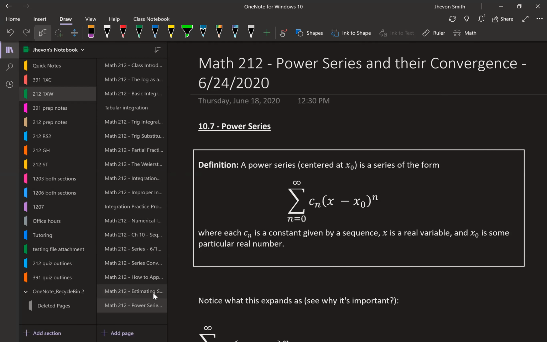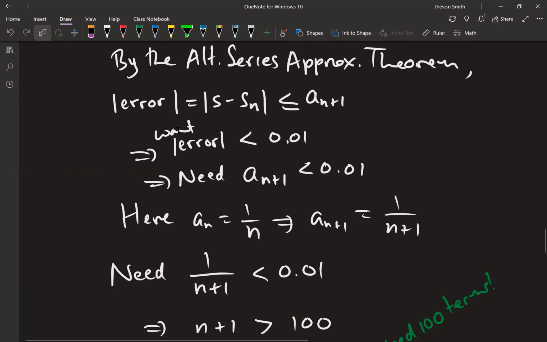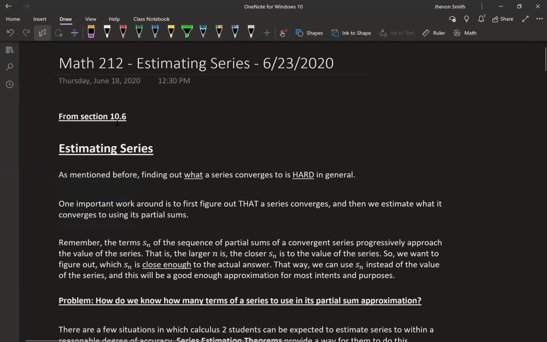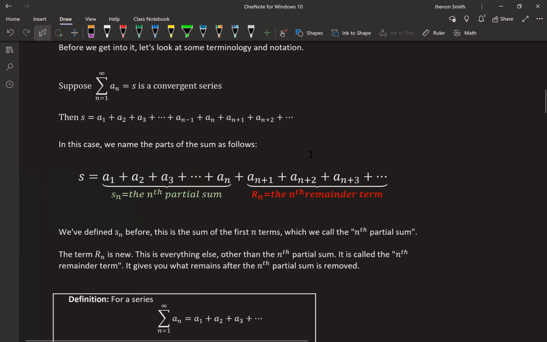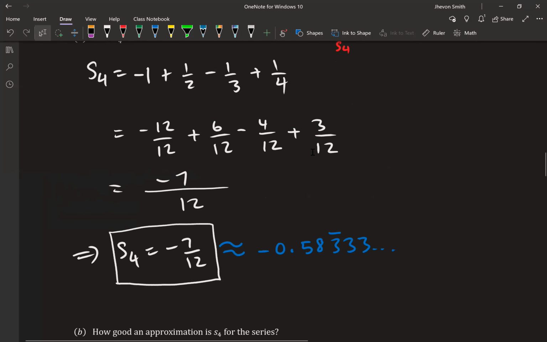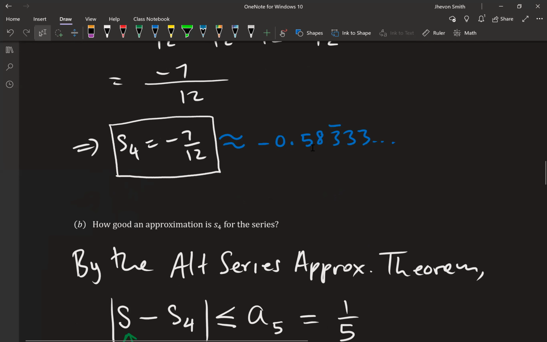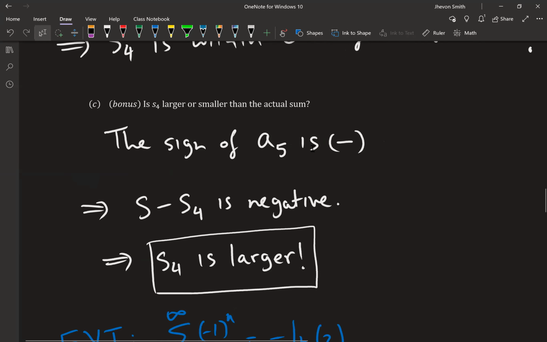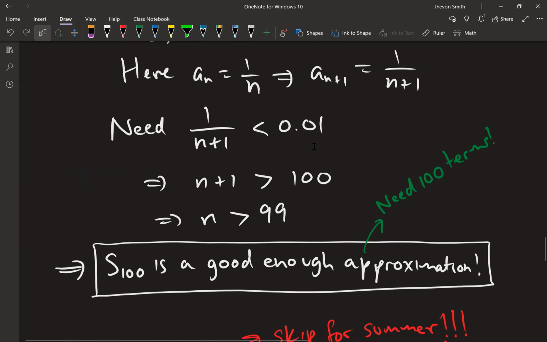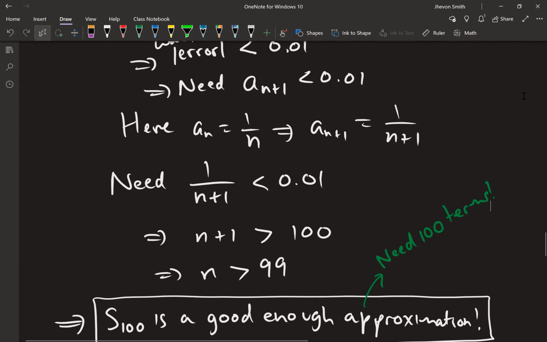So that would be 10.7. Estimation, the alternating series approximation theorem, this was covered up in 10.6. So by tomorrow, we should be in 10.7. We might get to 10.8 or 10.9 on Thursday, but remember, whatever I get up to on Thursday, that's what our test is going to be on. So you can essentially ignore everything after that. Well, there's not going to be anything after that. Yeah, power series. It's series on steroids. No, we'll see what power series are.